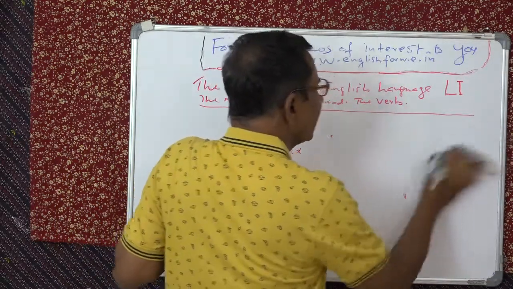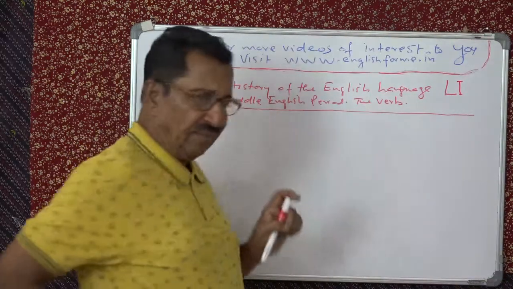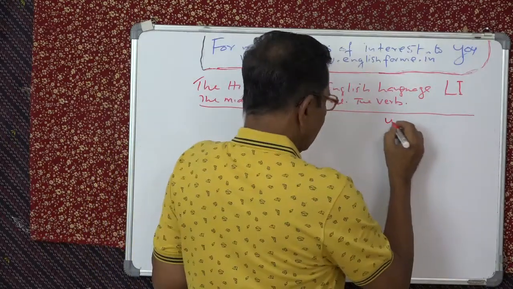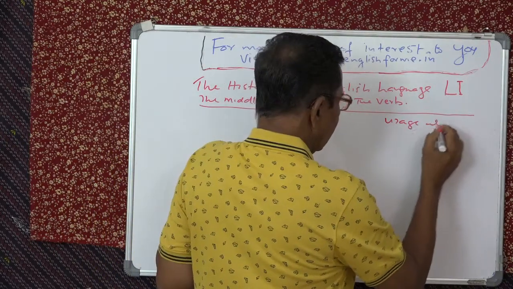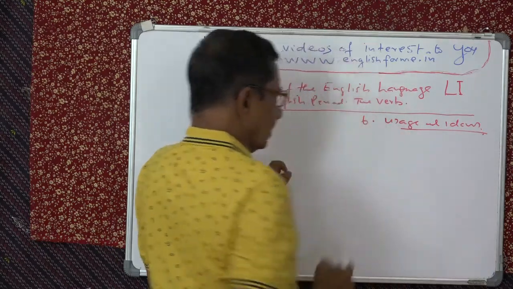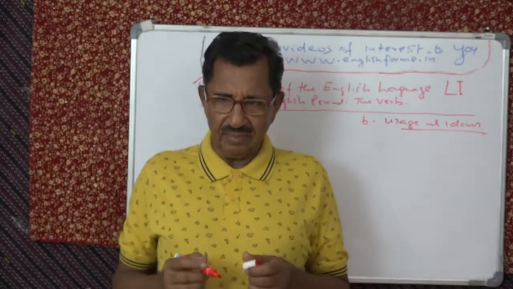And I come to the next point: usage and idiom. It's especially with the prepositions. So, usage and idioms. That is the sixth point, isn't it? Sixth point, about verbs and about English. Usage and idioms.